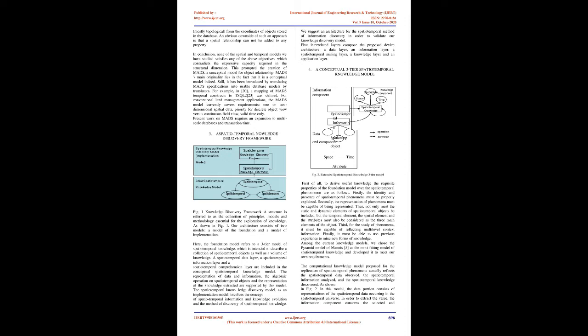Since we agree that conceptual models should endorse objects, relationships, and attributes directly, and we want to include spatio-temporal objects, spatio-temporal relationships, and spatio-temporal attributes, since we firmly insist on orthogonality. Present models lack spatio-temporal relationship support. These relationships have been ignored, depending on the underlying GIS to measure the individual relationships, mostly topological, from the coordinates of objects stored in the database. An obvious downside of such an approach is that a spatial relationship cannot be added to any property.